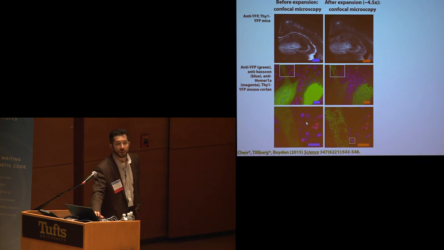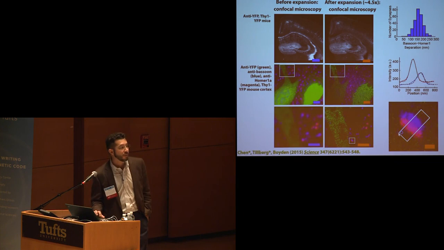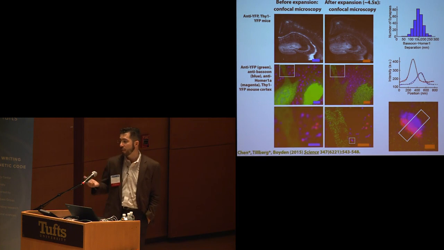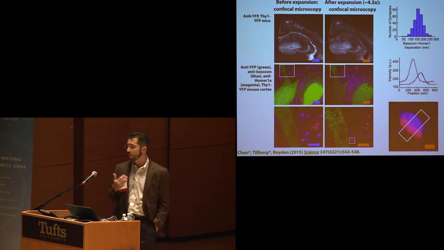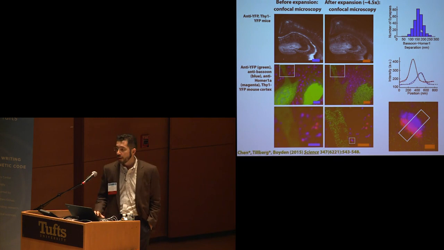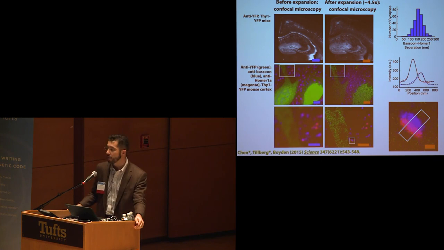These are all pre-expansion on the left. After expansion, though, we can see much crisper images. In fact, we can even resolve the pre- and post-synaptic sides of neural connections, synapses. And the spacing between the centroids of these protein distributions is basically identical to what people had seen using older super-resolution methods like STORM. This is from Catherine Dulac and Xiaowei Zhuang's group. The comparison data, this is our data. But of course, those are technologies that are difficult to apply to extended 3D objects like brain circuits.